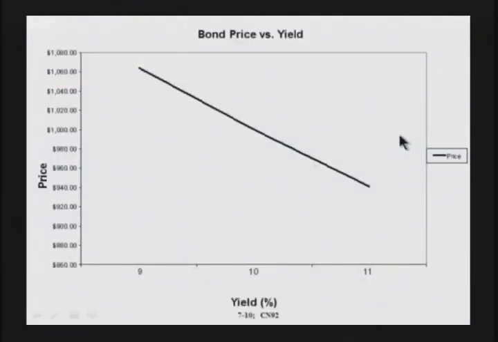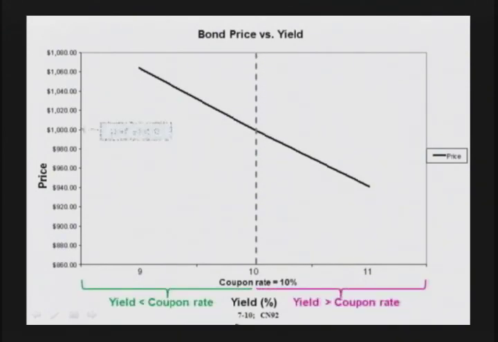Now this is a graph of those three bond prices related to their yield. So when we priced the bond at a 9% yield, we got the 1064 price. When we priced it at the 10% yield, we got the $1,000 price. And we priced it at the 11% yield, we got the $941 price. That is the 10% coupon rate for the bond there. That is the bond's $1,000 par value right there.